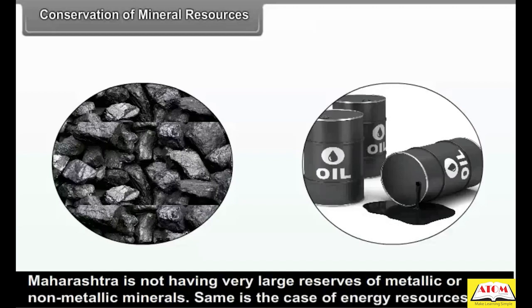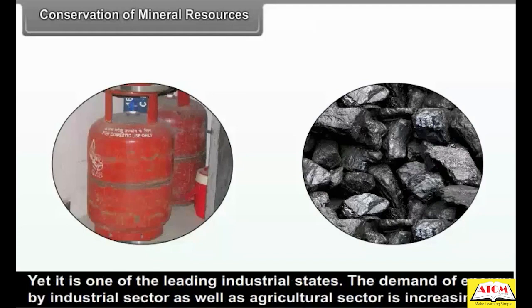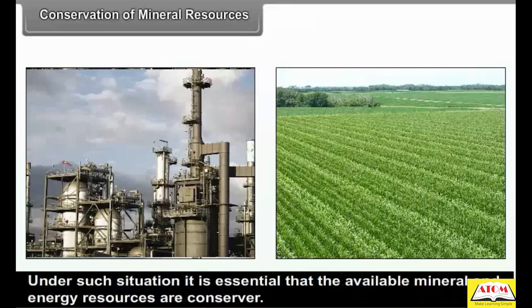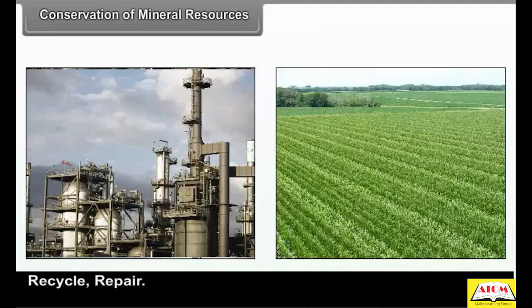Maharashtra does not have very large reserves of metallic or non-metallic minerals. Same is the case with energy resources. Yet, it is one of the leading industrial states. The demand for energy by the industrial sector as well as the agricultural sector is increasing. Under such a situation, it is essential that the available mineral and energy resources are conserved. Minerals can be conserved by adopting the policy expressed in the consumer ethics of the 4 R's: rethink, reduce, recycle and repair.